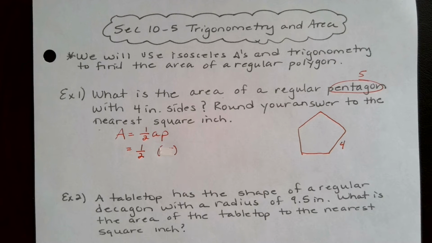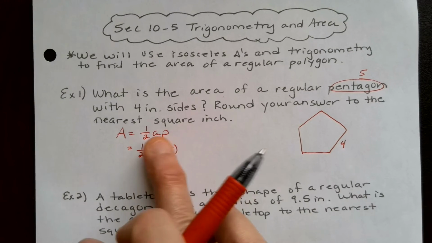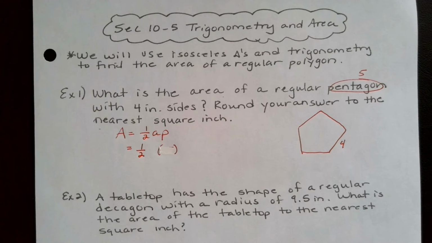I had already started a different video, and then I made a mistake, as you can see with my whiteout here. So I thought I would just start again so as not to confuse you. We are going to be using isosceles triangles and trigonometry to find the area of a regular polygon. So let's take a look here.